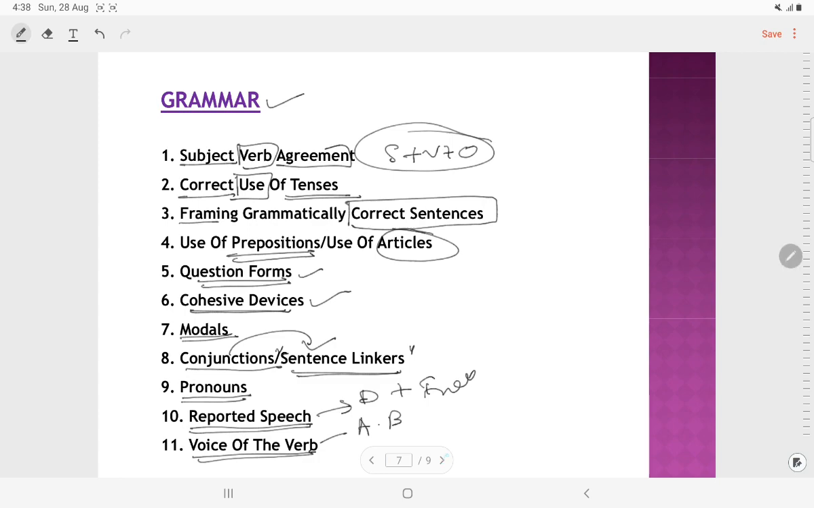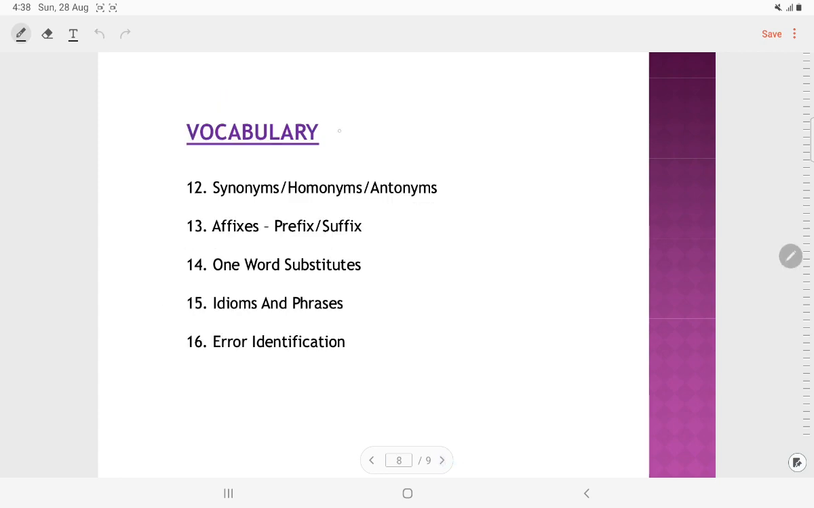Next, vocabulary. This is a very important part and very easy if we understand it in a simple manner. What are the things we have to study in vocabulary? Synonyms, homonyms, antonyms. These things I will discuss in later classes. Next, affixes, which means prefixes and suffixes, one word substitutions, idioms and phrases, and finally error identification. So these are included in paper 1 along with literature.